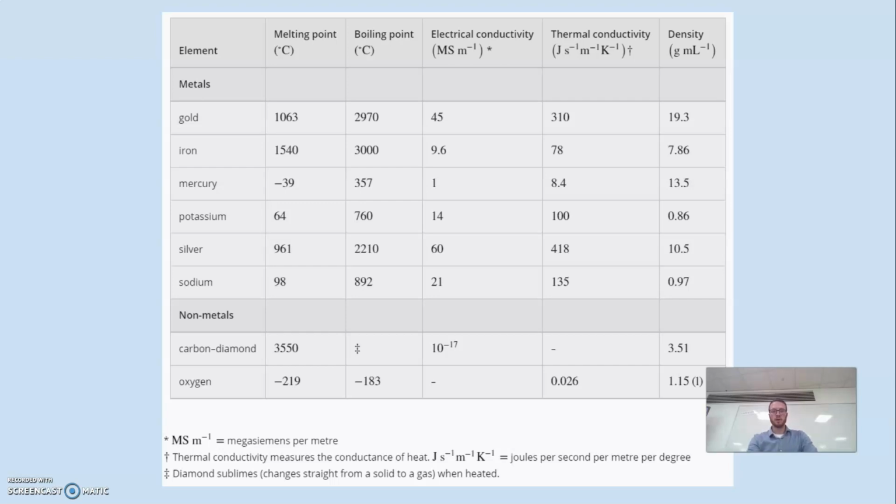There are some examples of non-metals. Oxygen gas, minus 219 degrees. Carbon, or diamond. We're going to look at non-metals and covalent substances later. Diamond has an extremely high melting point, whereas oxygen's is extremely low. So we've got huge variability when we look at covalent substances.